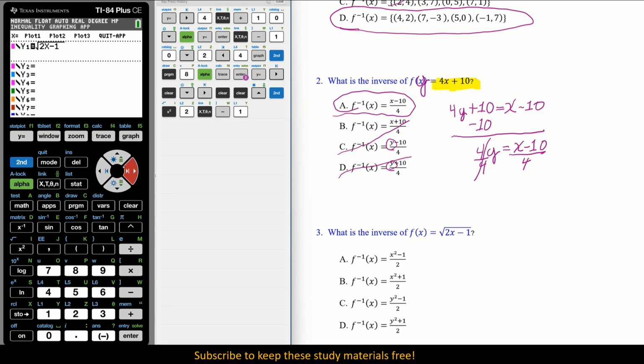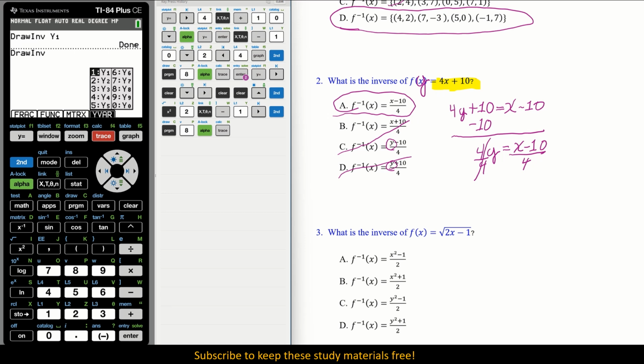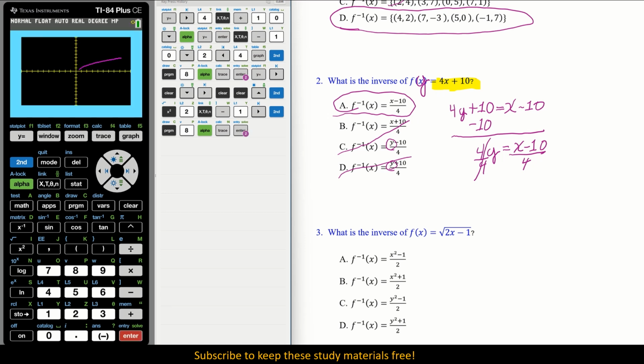Now, before I go and enter our option in y2, let's go ahead and draw that, okay? So push second program. Remember, we need number 8. And remember, we need alpha trace, number 1. Okay, let's enter. Notice how it's a little bit hard to see with that blue. But we can see it. So we're going to have a brighter color with our Y2.